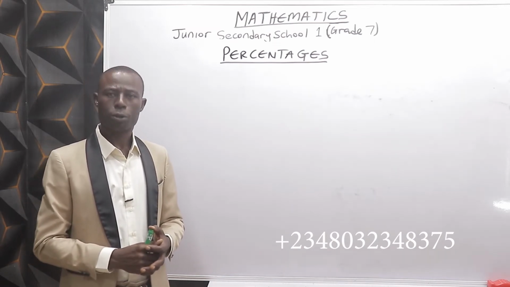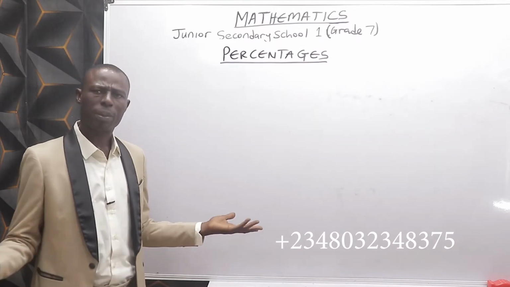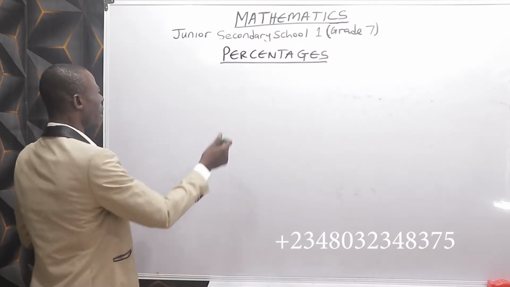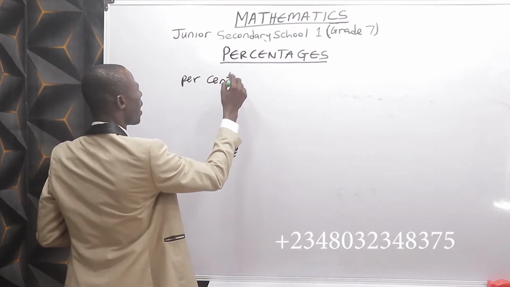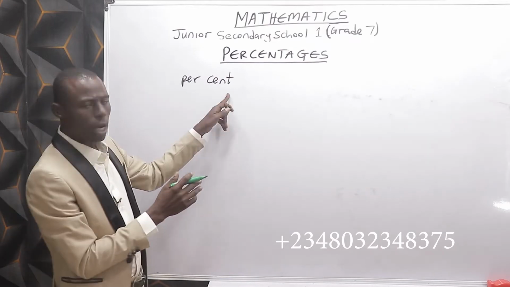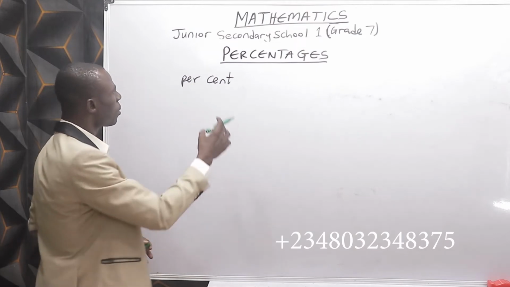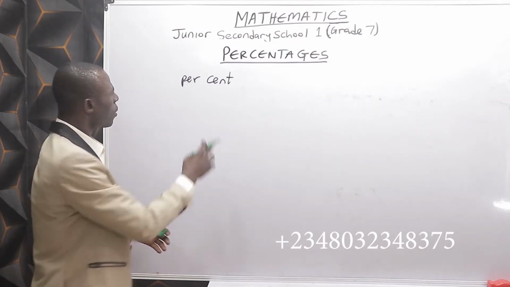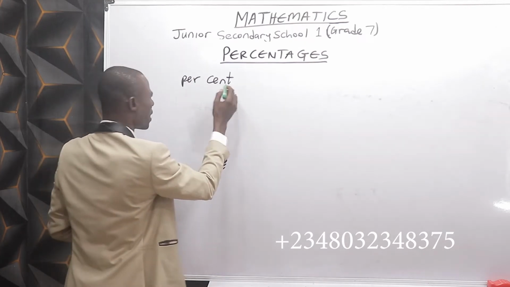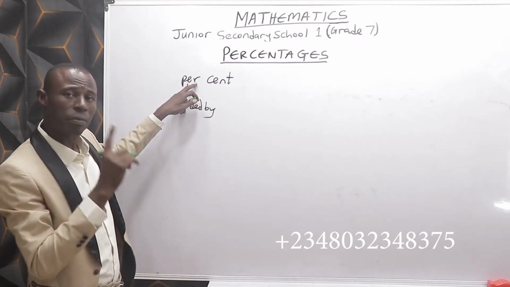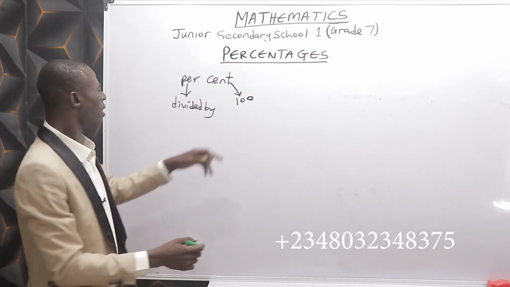So please do it. Today we are considering percentages. What do we mean by percentages? Let's consider the word percent. I write them separately. Percentages is just to make it a noun, a plural noun, but this word is called out from percent. Per means divided by. Cent means 100.